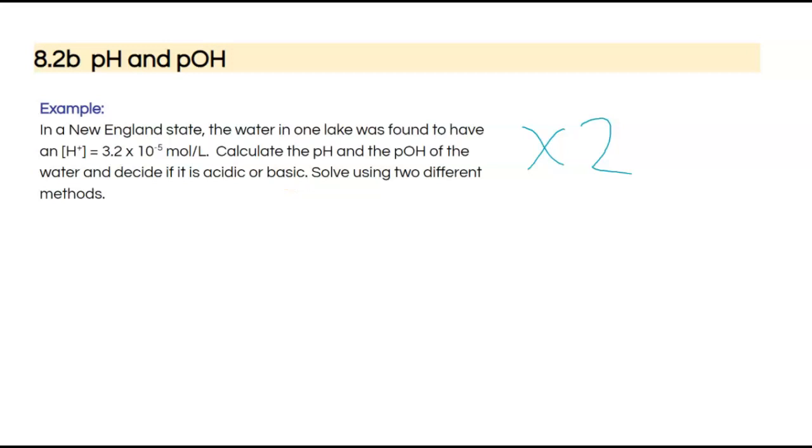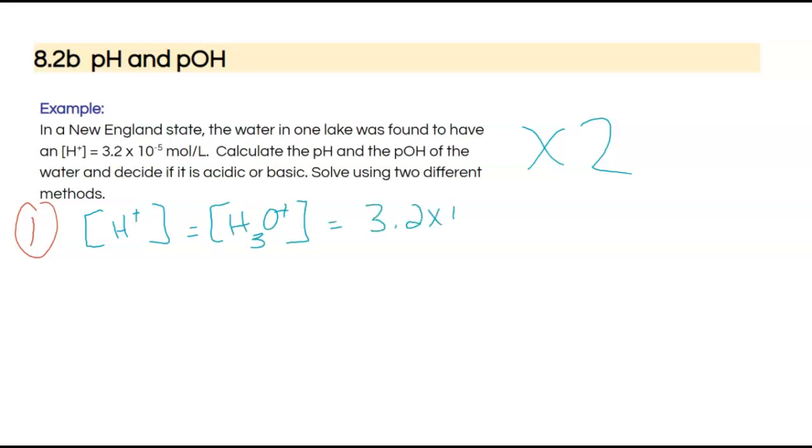So I'm going to go ahead and try out one way to solve this. I'm hoping you're able to come up with at least one method, but I'm going to show you two. So the first way that I might go about this is to say, well, let's look at what my givens are. And I'm not given a whole lot of information. I'm given that my hydrogen ion concentration, which we're going to say is equivalent to our hydronium ion concentration, is 3.2 times 10 to the negative 5 moles per liter.